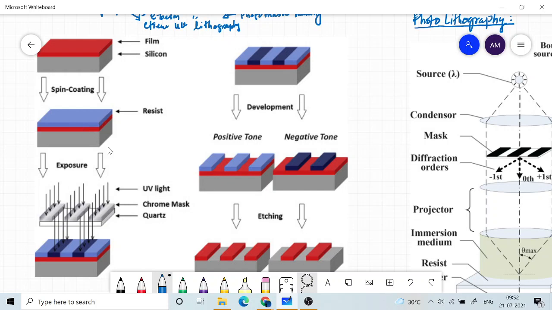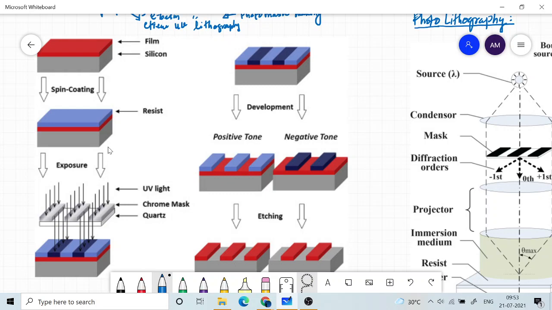Second step is basically called pre-baking, which is not shown here. Basically you keep the wafer coated with the photoresist. After coating it, you put it in a furnace for a short time, and that is basically to raise the temperature and to bake the resist.